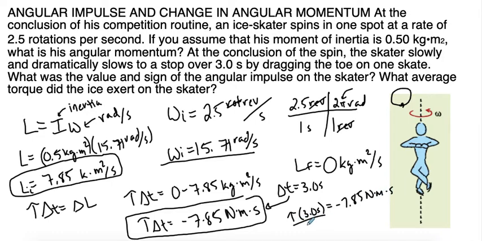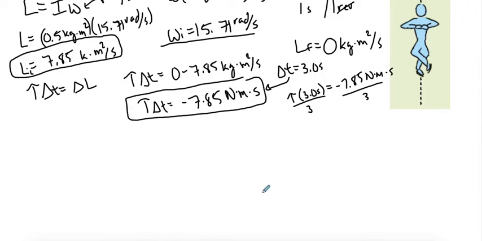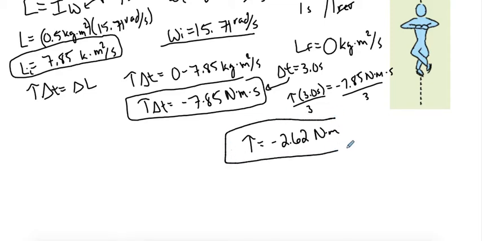So if we divide both sides by 3 seconds, then we get 2.62, and that will be a negative. So torque is going to be negative 2.62 Newton meters, if we remember from torque before. So there's a negative 2.62 Newton meters exerted on the skater, which is causing that skater to come to a stop. So we related angular momentum with the angular impulse, which is time and torque, and we used the time that we were given to find the torque exerted on the skater to come to a stop.